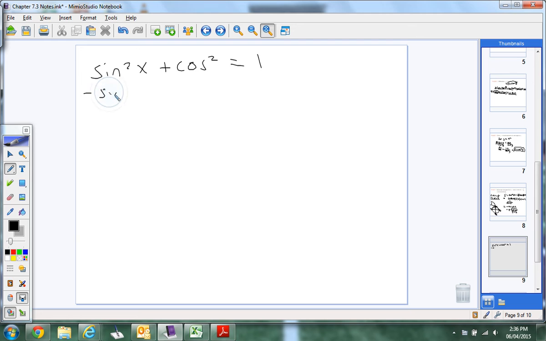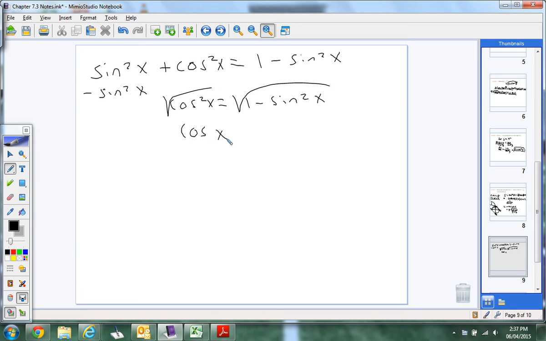We're going to subtract sine squared x. So cos squared x equals 1 minus sine squared x. What do I do now? I square root, because I want it to be cos x. So this is what represents cosine. We can replace that.